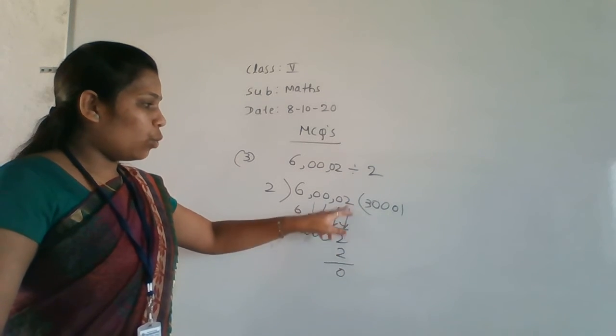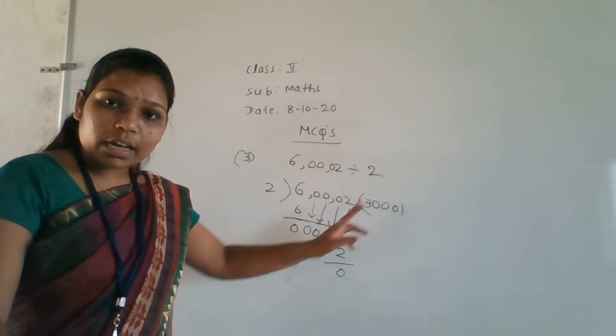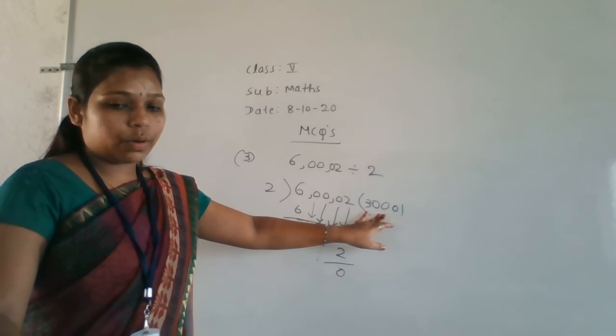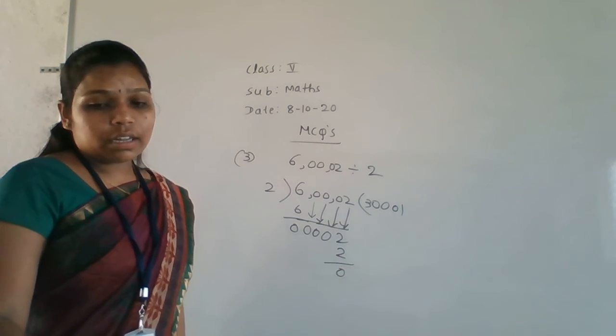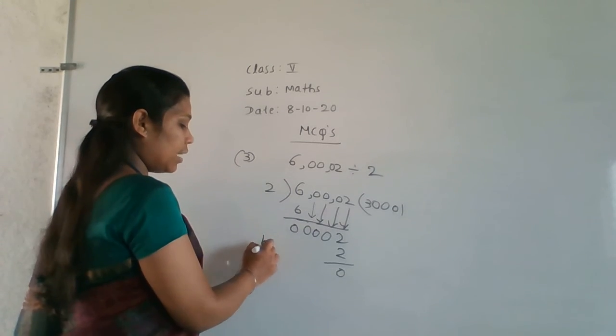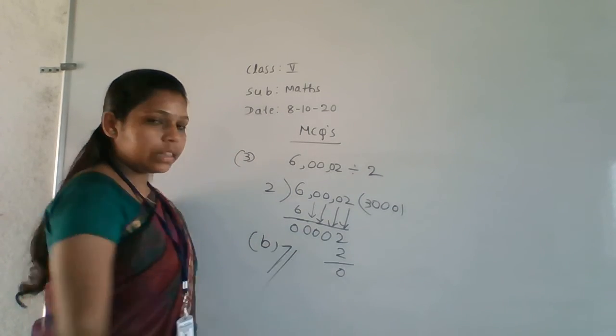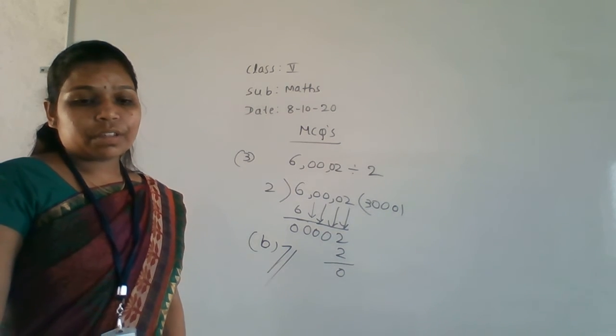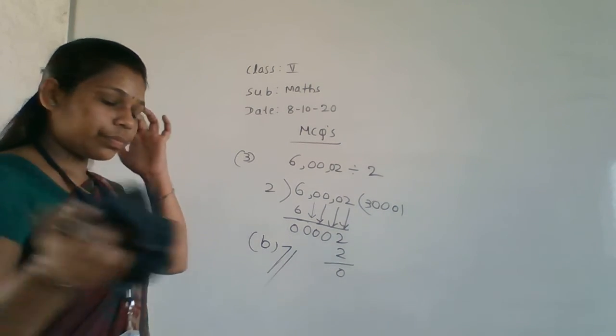Next here 2. Take a 2. 2 ones are 2. What is the quotient here? 3001. That is the B option, the correct answer. And the remainder is 0. So B option is the correct answer. Next go for the fourth one.